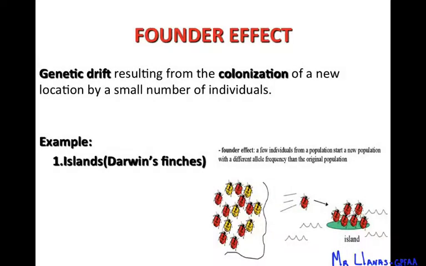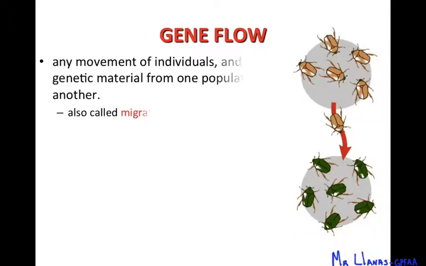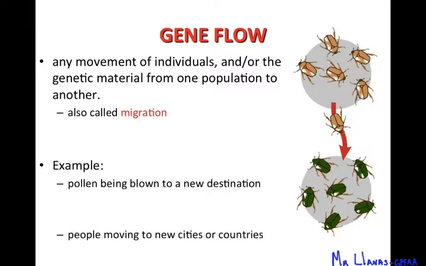So that's another mechanism. The other one is gene flow, and gene flow is just the movement of an individual or the gametes from one place to another, and it's also known as migration, okay? And examples of this are pollen being blown to a new destination, okay? Maybe pollinators start changing their route, or the wind changes and pollen gets to another population. And also people moving from city to city, or from one country to another, right? Because if a person moves from the United States to Italy, well, he's taking himself to Italy.